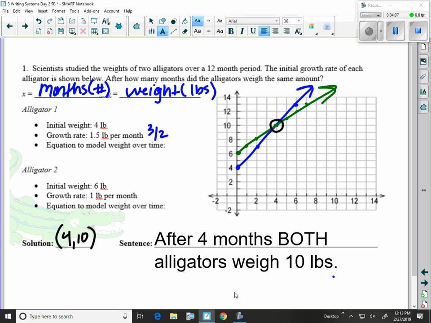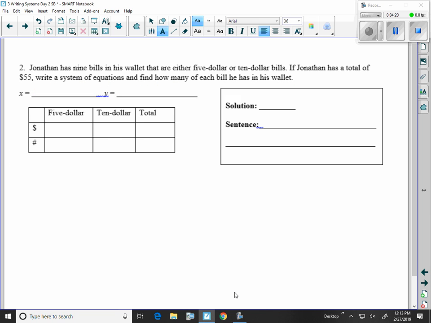Okay, what questions do you have for me? Okay, you can probably see where we're headed. Am I going to make you draw all these? Hopefully. What are we going to use? Desmos. Okay, so number 2, we have Jonathan.